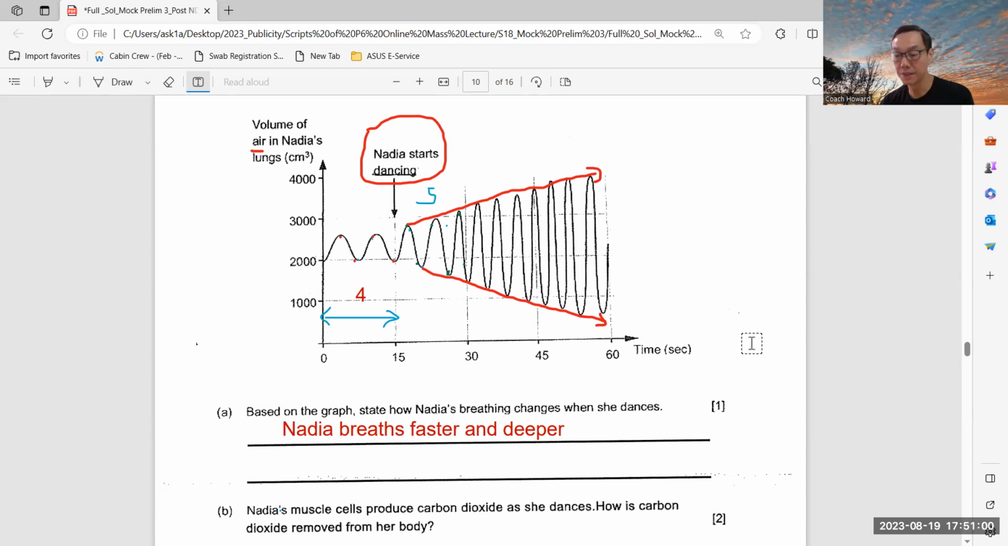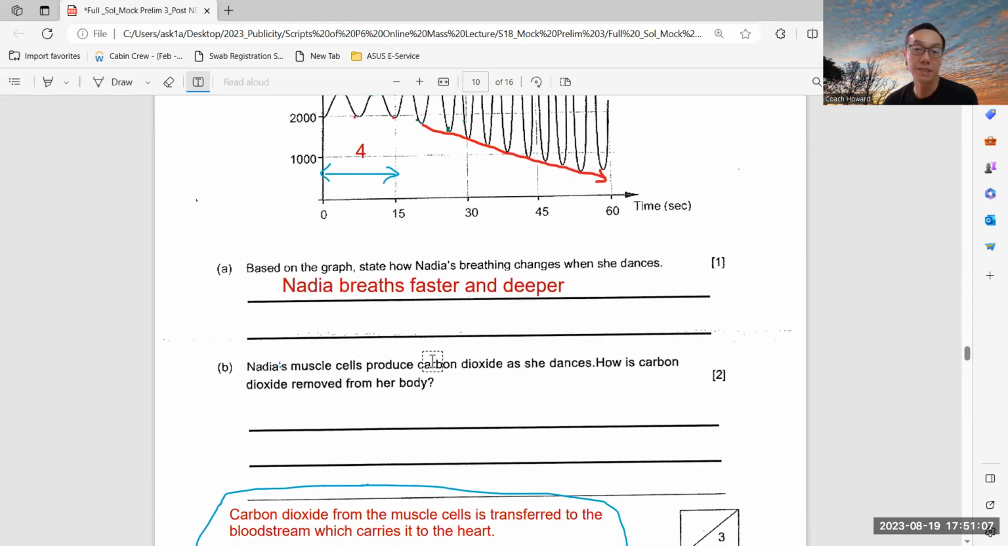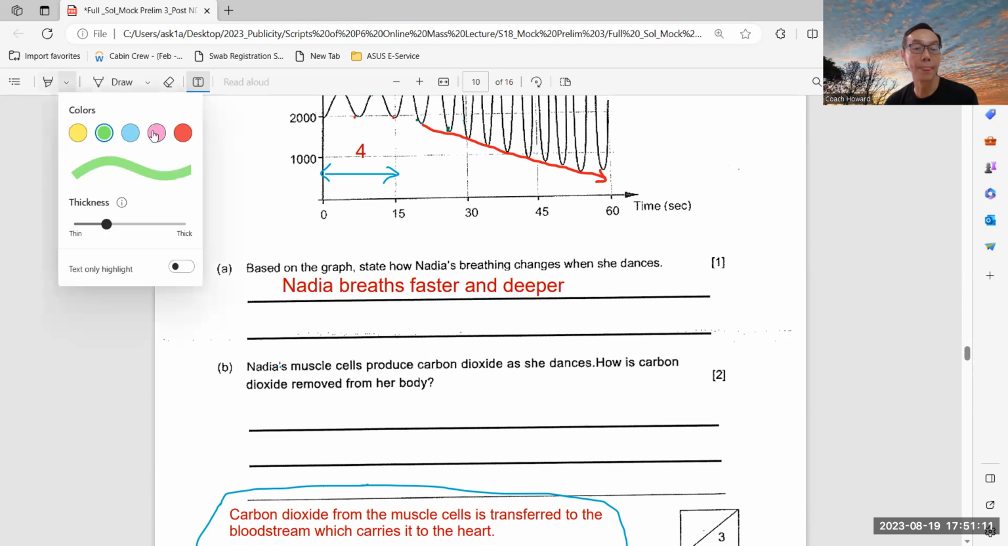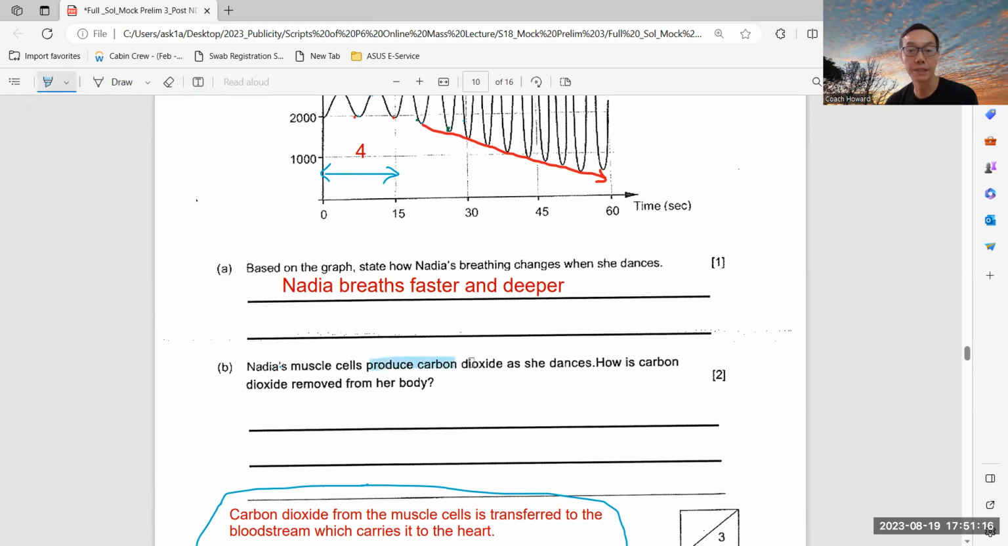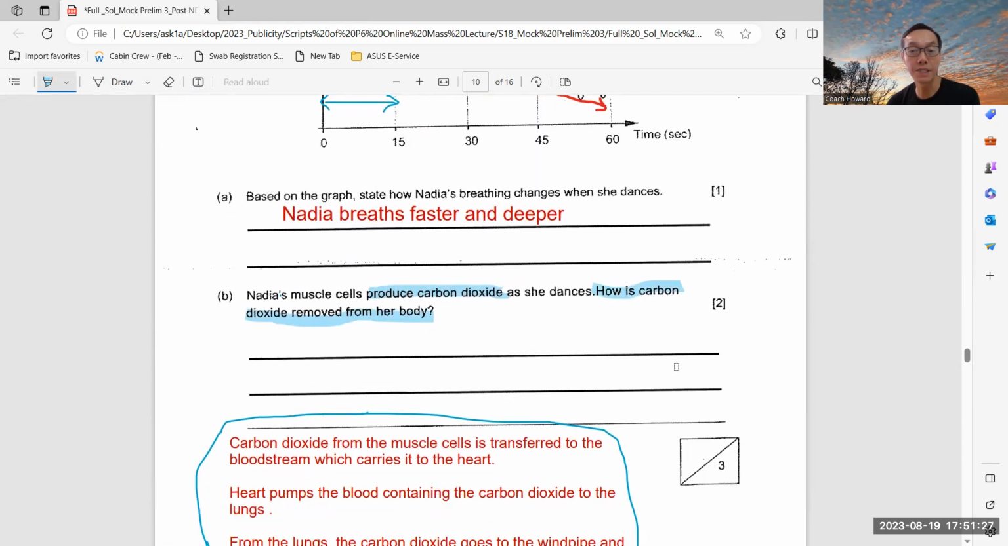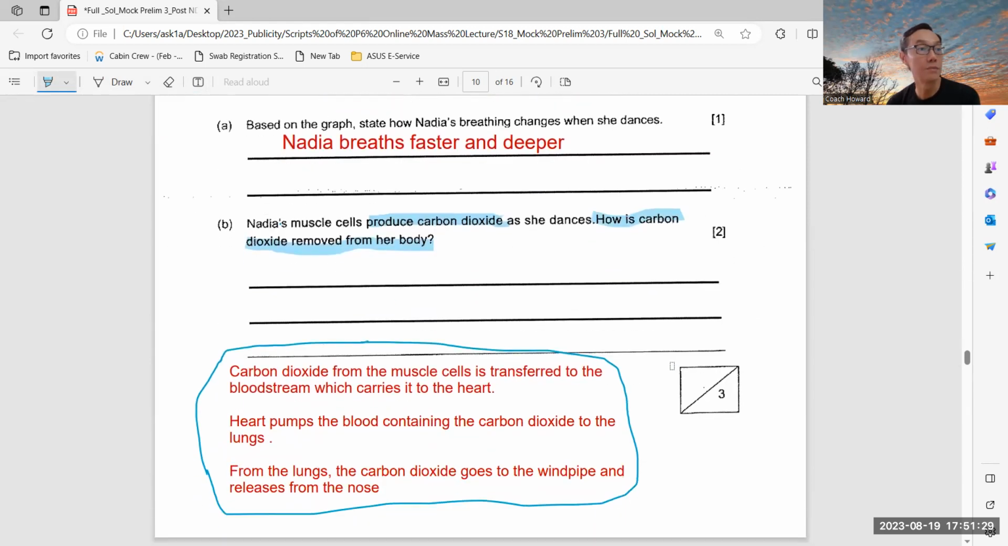In the next section, Nadia's muscles, this is a tricky one. Nadia's muscle cells produce carbon dioxide. So I want you to highlight this part. Annotate: produce carbon dioxide as she dances. So this process is called respiration. How is carbon dioxide removed from her body? This is a 2-mark question. I put the answer below to minimize any interference with the line.